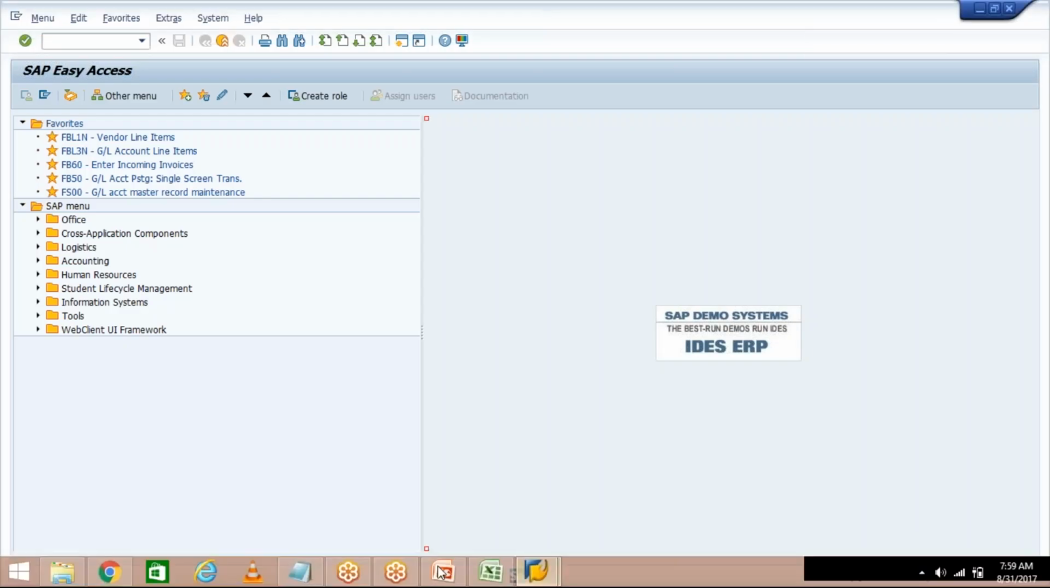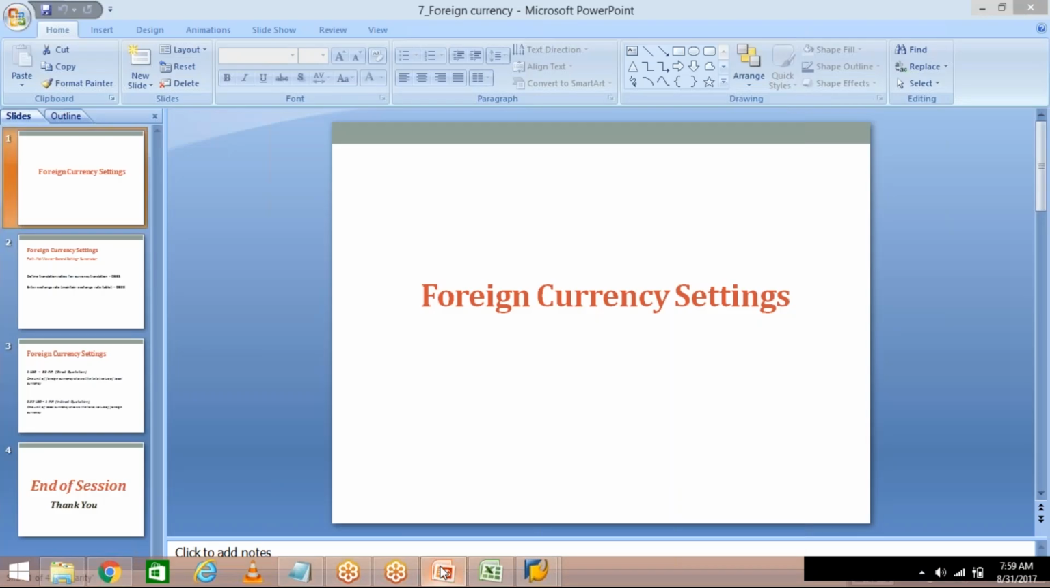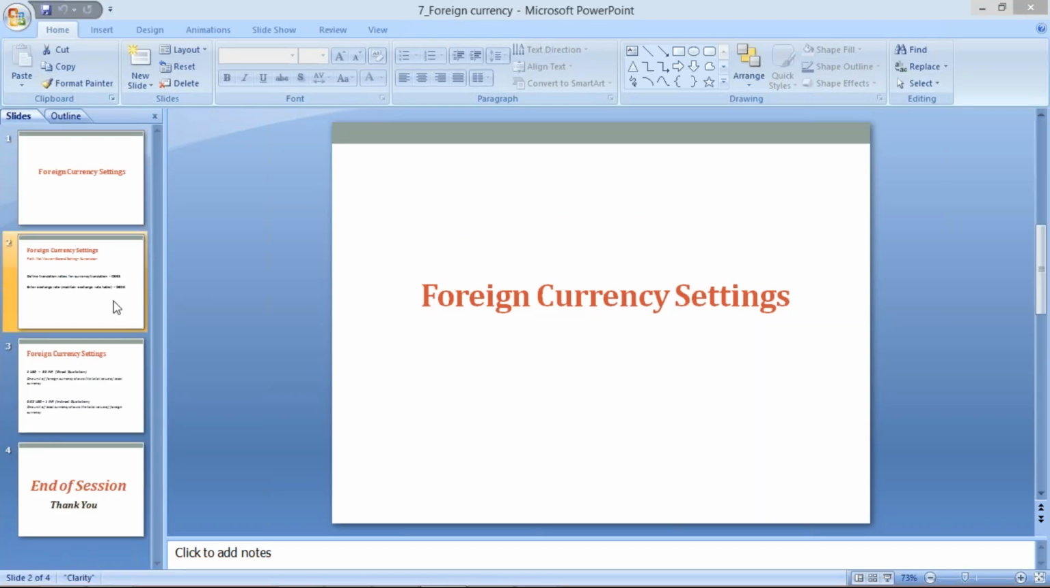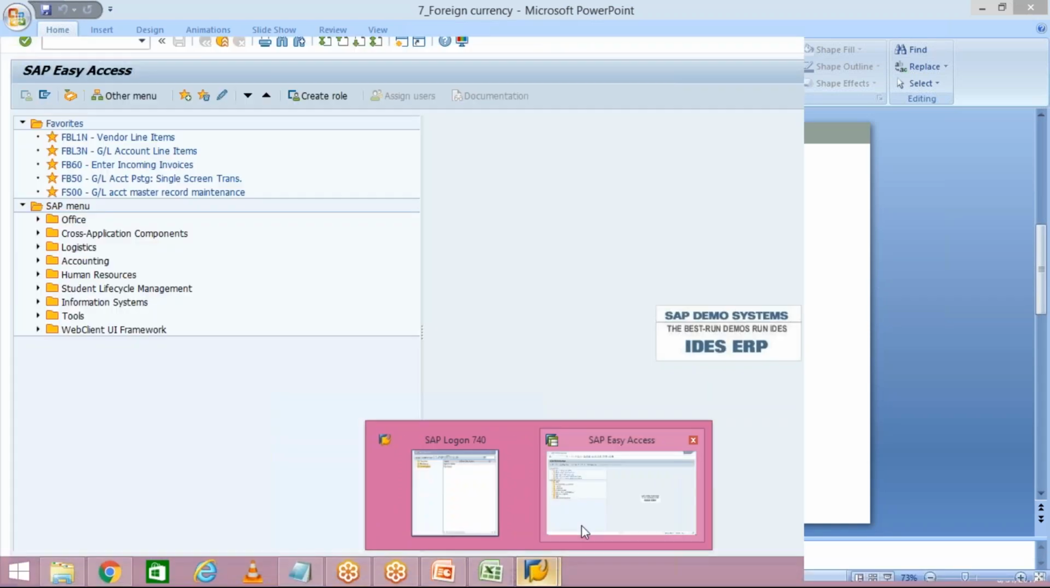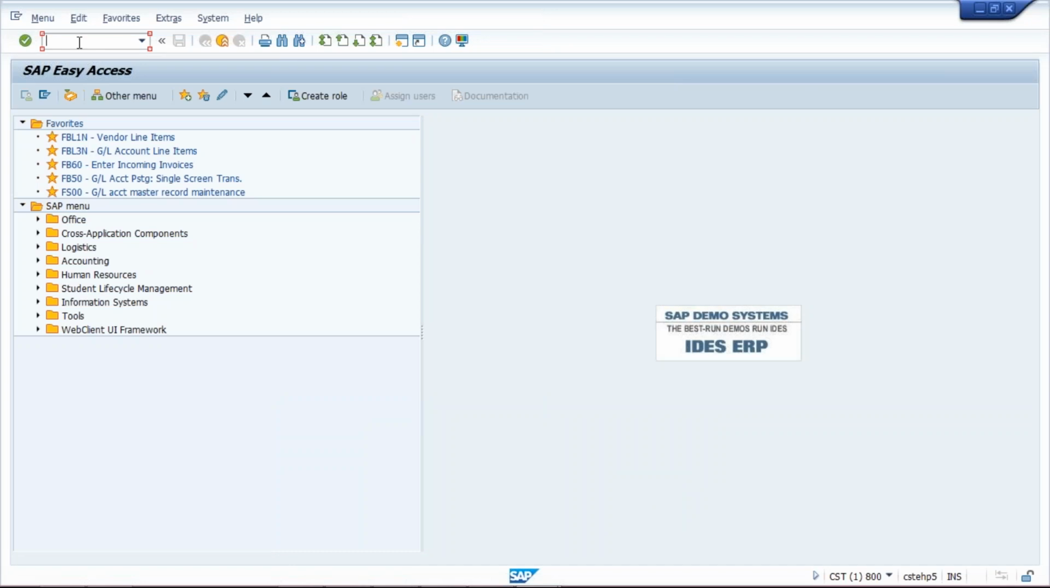Okay, so now we'll do the required configuration first. The configuration part is very easy. First of all, in the first step, we are going to define the translation ratio for currency translation. The transaction code is OBBS. Use transaction code OBBS.